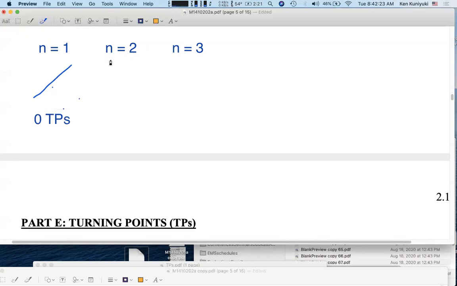How do you graph a second degree polynomial? That's going to be a parabola. And how many turning points does it have? It has to have exactly 1 at the vertex. So we're going to have 1 turning point here.